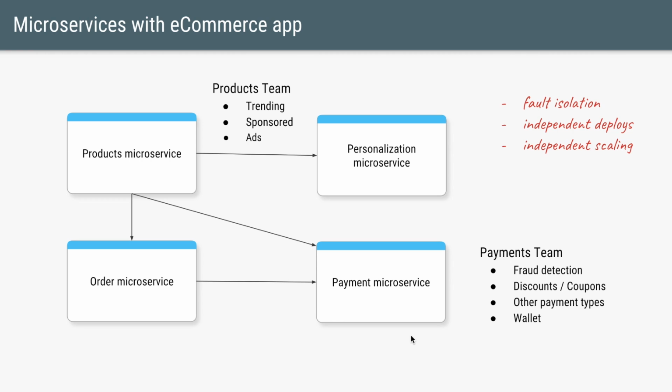Typically, you should start your application as a monolith, and when it grows too large, and when you have a big team and you start having these problems, only then you should split it into multiple microservices.